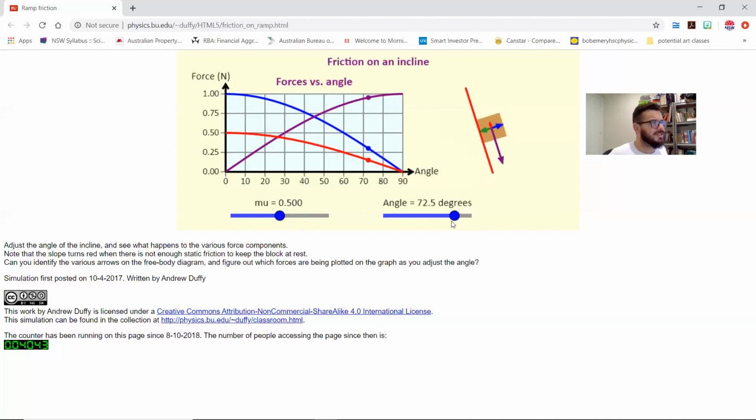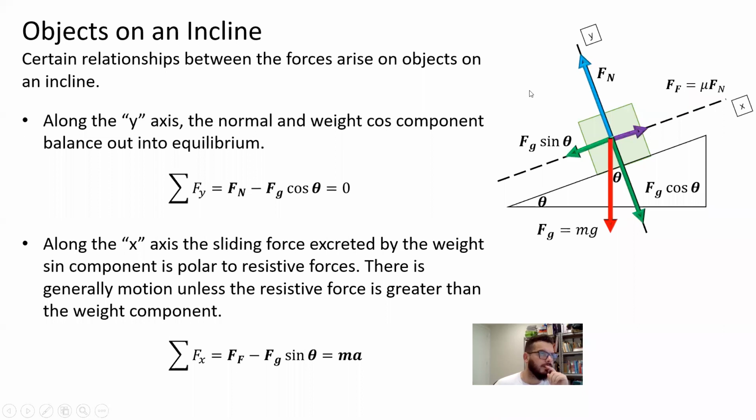So there's an elegant relationship between friction, the sine component of the weight vector, the cosine component of the weight vector, and how it relates to the normal force, and how that normal force relates to the frictional force. Okay, and we can sum that up here.